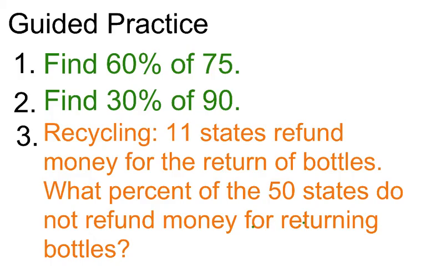Now it's your turn. You're going to find 60% of 75, find 30% of 90, and in the last problem it says 11 states refund money for the return of bottles. What percent of the 50 states do not refund money for returning bottles? Go ahead and take a minute to pause the tutorial, and I want you to think of these percents as ratios or as fractions. That'll help you with solving these problems. Go ahead and take a minute to pause now.